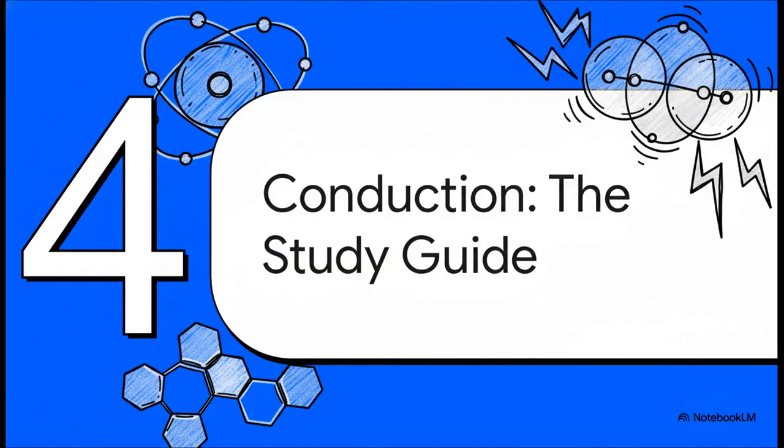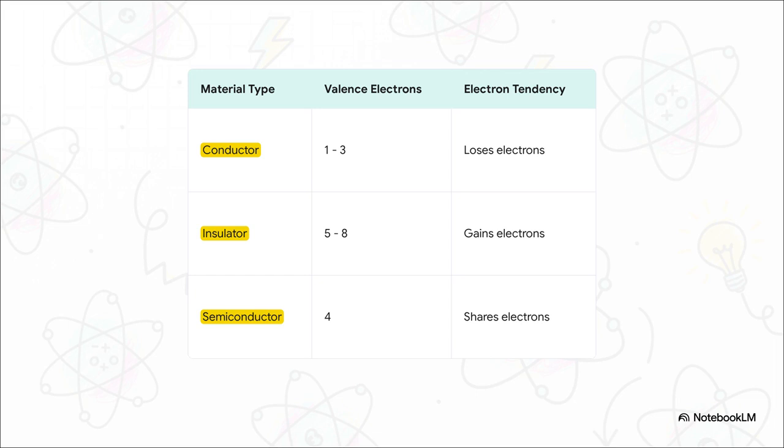All right, we've gone from individual atoms all the way up to a crystal lattice. Let's boil this all down into a super simple study guide so we can see everything side by side. And here it is, plain and simple. Conductors, they've got 1 to 3 valence electrons, and they're happy to give them up. Insulators, they've got 5 to 8, and they're holding on for dear life or trying to grab more. And then there are semiconductors, with exactly 4. Their tendency is to share with their neighbors. It's amazing, right? That one simple difference, giving, taking, or sharing, is literally the difference between a copper pipe and the microprocessor in your laptop.